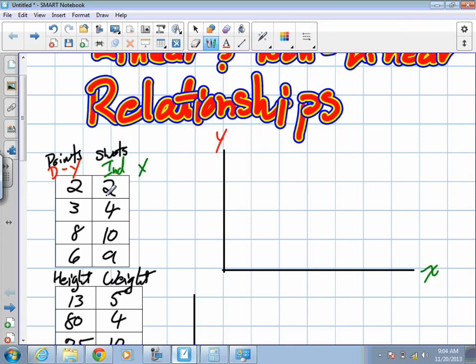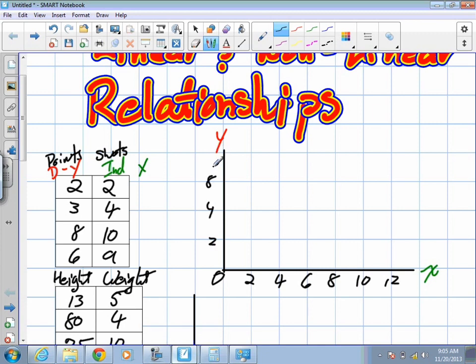Our lowest number is 2, our highest one's 10. So we go 2, 4, 6, 8, 10. That works out great. And same idea, 2 and 8: 2, 4, 6, 8. Great, so we'll go by 2s. Okay, so here's our 0, 2, 4, 6, 8, 10, 12. 2, 4, 6, 8. Great. So let's plot these points.